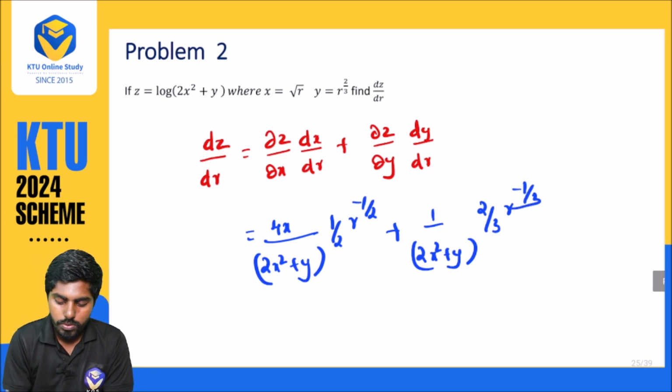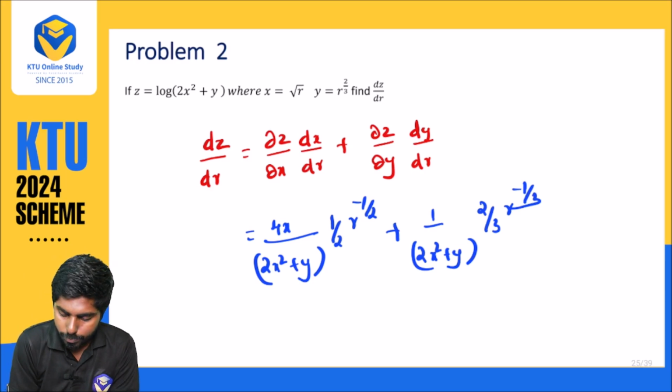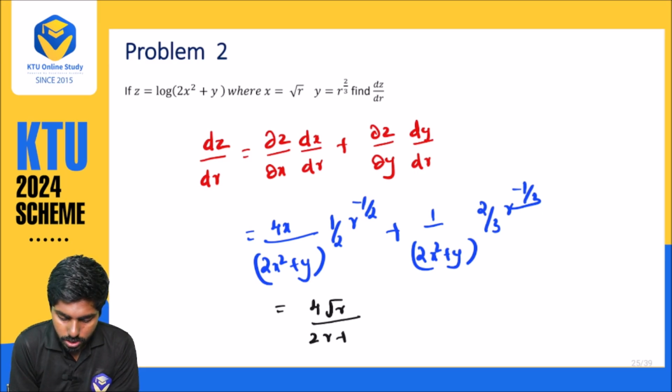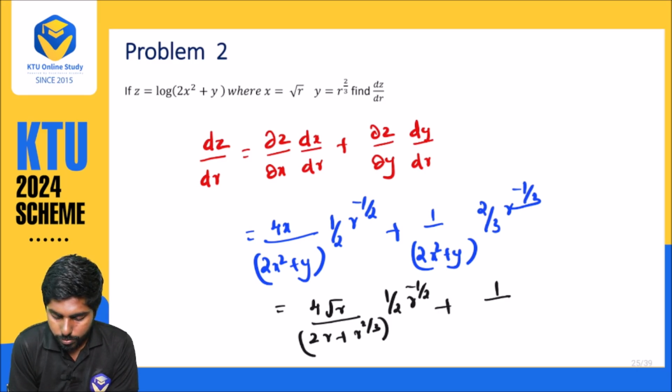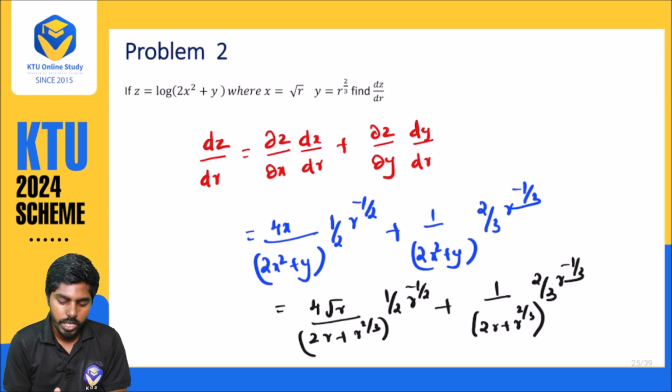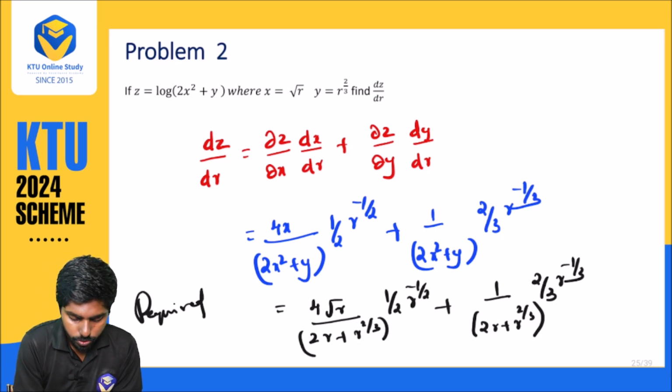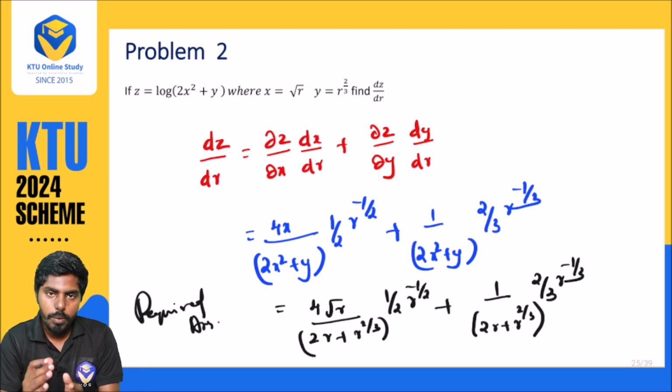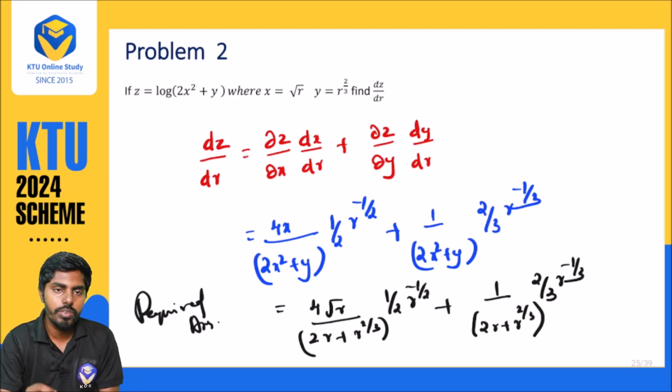Just substitute the values of x and y. So it will become 4 into root r divided by 2 into r plus r power 2 by 3, into 1 by 2 r power minus 1 by 2, plus 1 divided by 2 into r plus r power 2 by 3, into 2 by 3 r power minus 1 by 6. This is the required answer. Just apply the formula, substitute the values of x and y, and you will get your required answer.